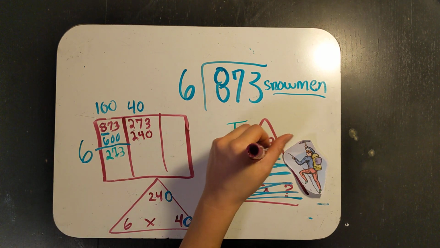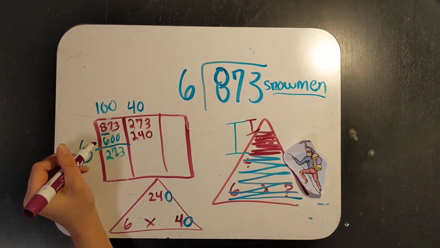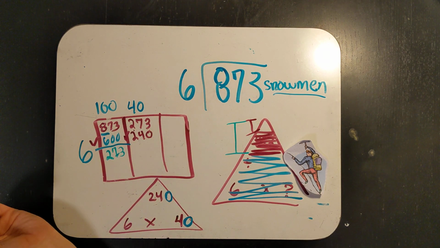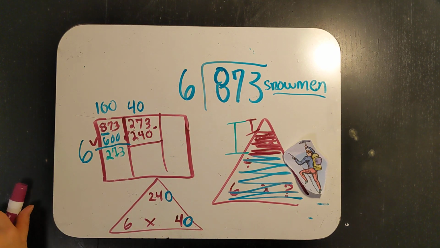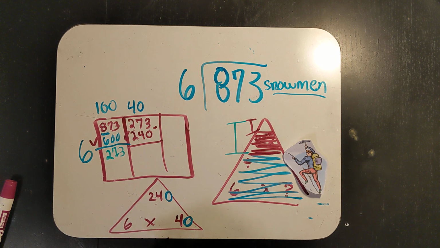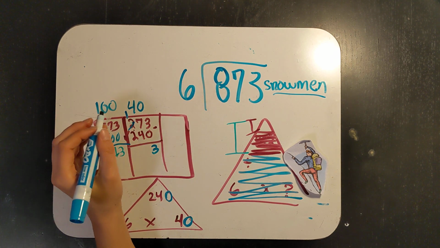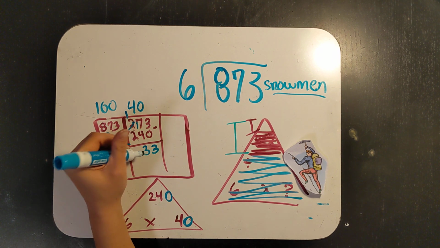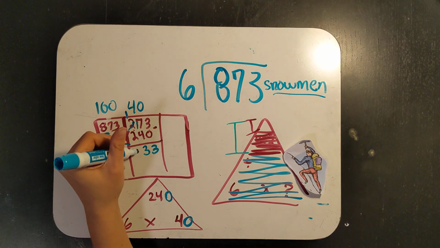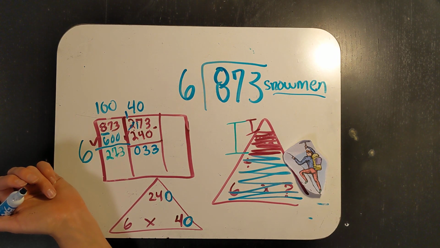So we just did a whole other 240 up this mountain. Remember, we're trying to get to 873, but we already knocked off 600 and 240. So you're almost there. What are you going to do to find the difference? Try that on your own. Hopefully you subtracted. 33. We only have 33 left to go.